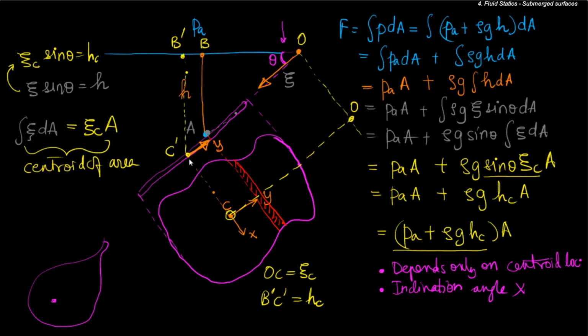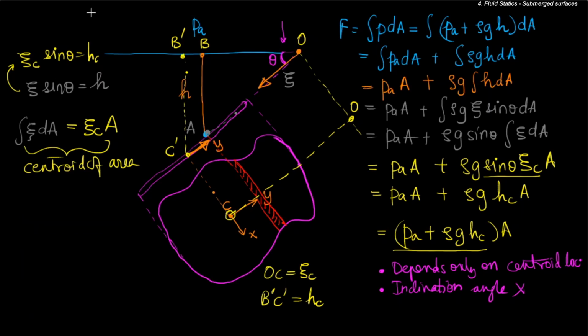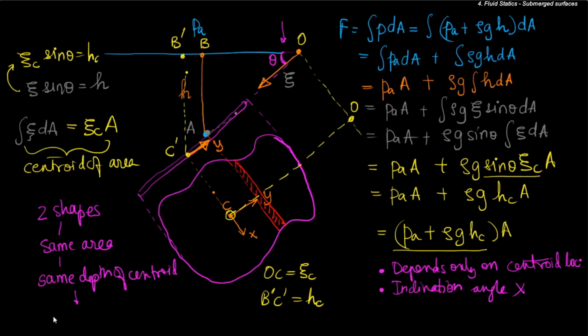So we can have two shapes which have the same area. They can be tilted differently, so we can have two shapes with the same area and the same depth of centroid, but with different inclinations. In fact, you can keep rotating this while keeping the centroid constant. That is, you can start rotating this object about the centroid and it will not change the force acting on the object.